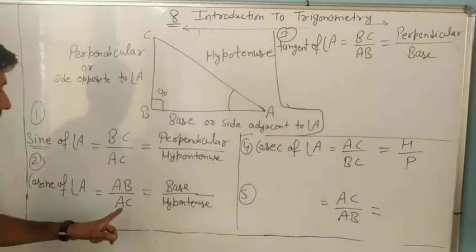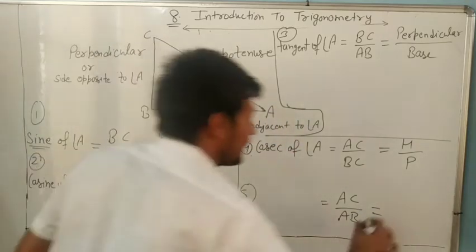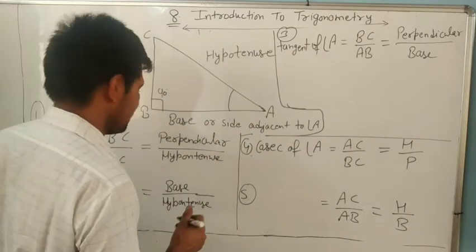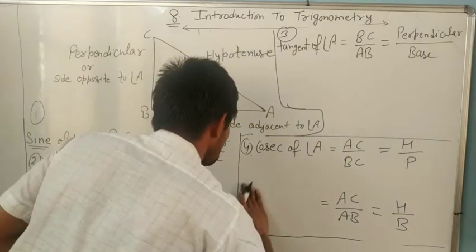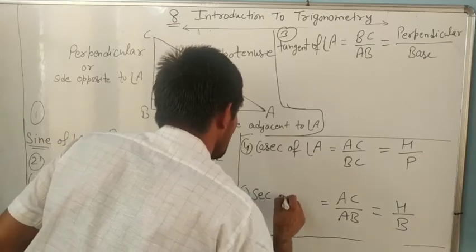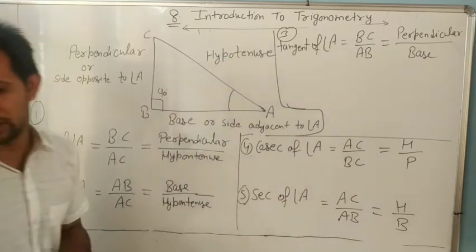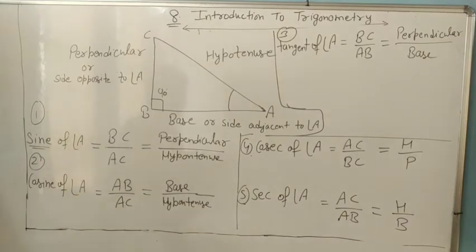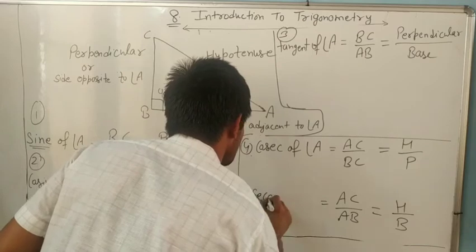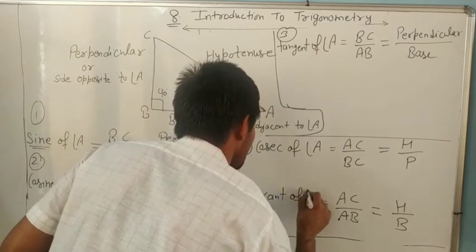AC means hypotenuse. Hypotenuse by base, and its name is sec, secant of angle A. Okay, dear, its name is secant. Sorry, I wrote in short form. It is secant of angle A.